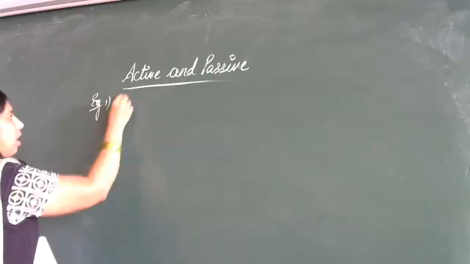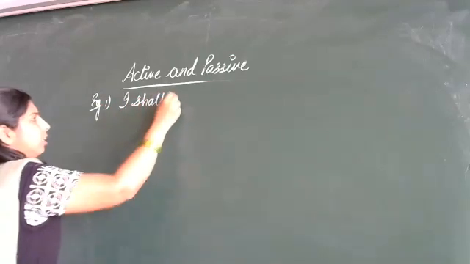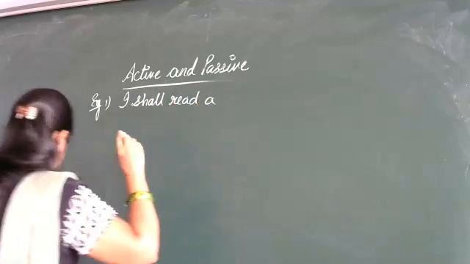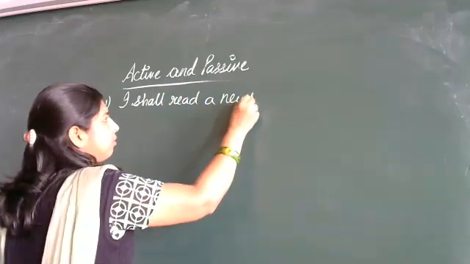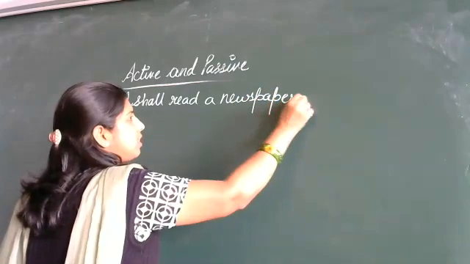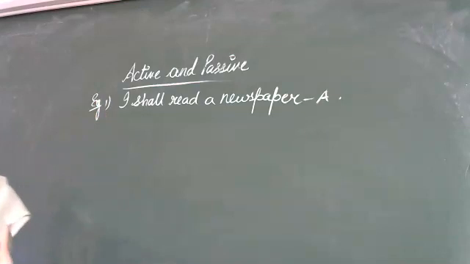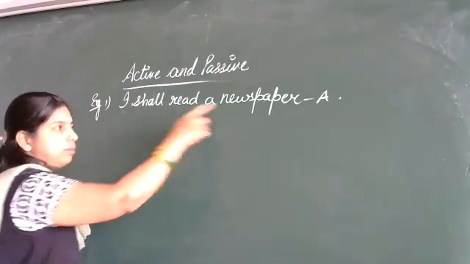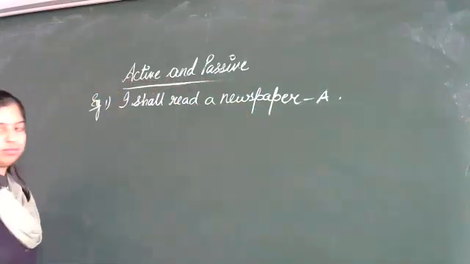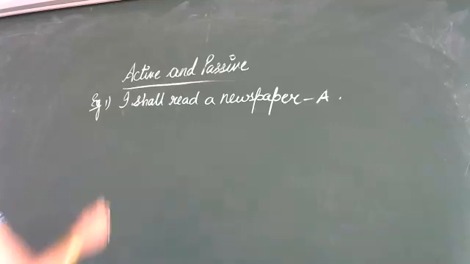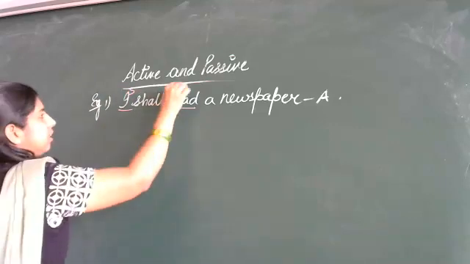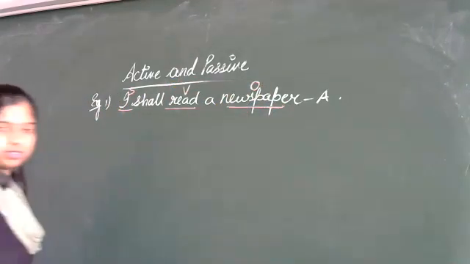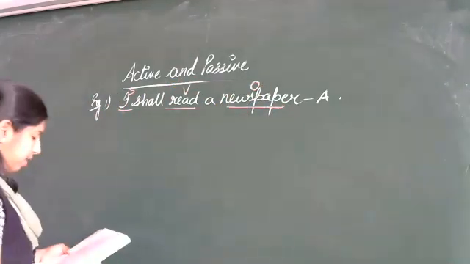First one, I shall read a newspaper. This is an active. I shall read a newspaper. Subject, verb, object. How are you going to change to passive now? How are you going to change? This is the subject, verb, object. Yes? How are you going to change?